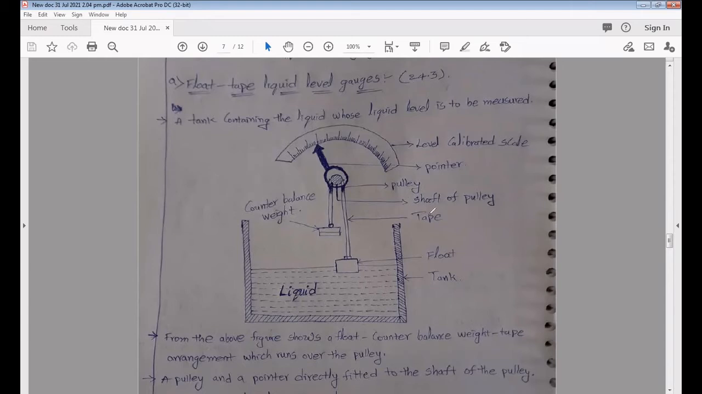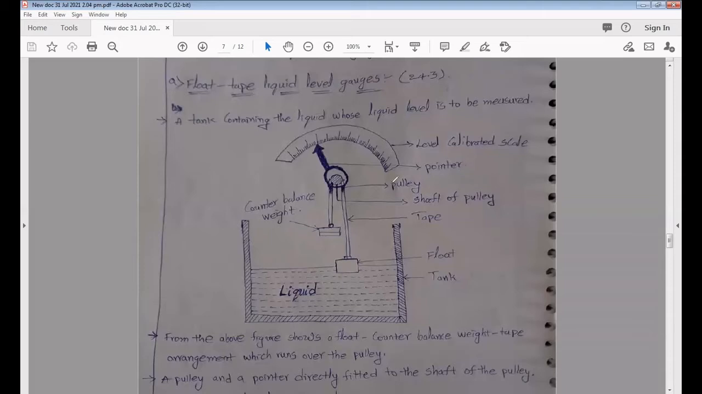Then go to the tape. The tape is just like a narrow wire, completely attached to both the float and the counterbalance. We are also taking one pulley, which is just a rotary body, and the shaft of that pulley. The pulley has a certain shaft, and the shaft is coupled with the pointer.